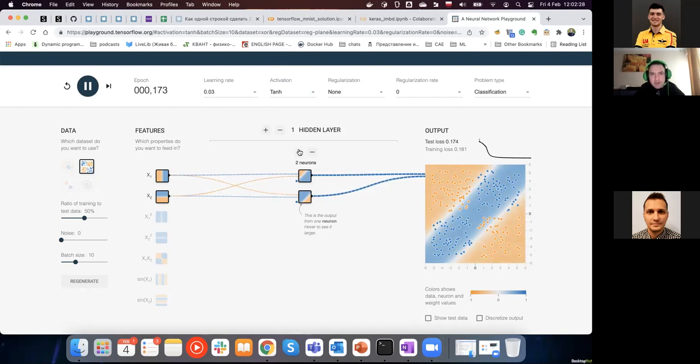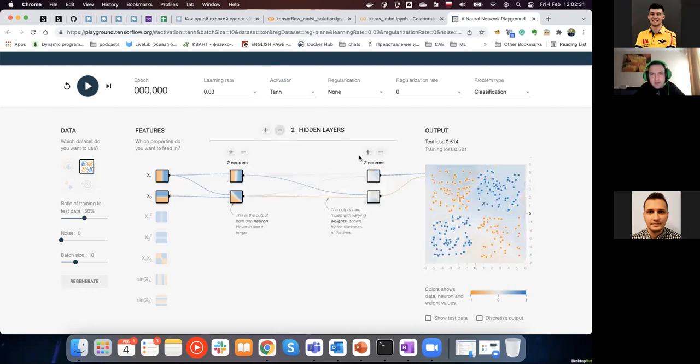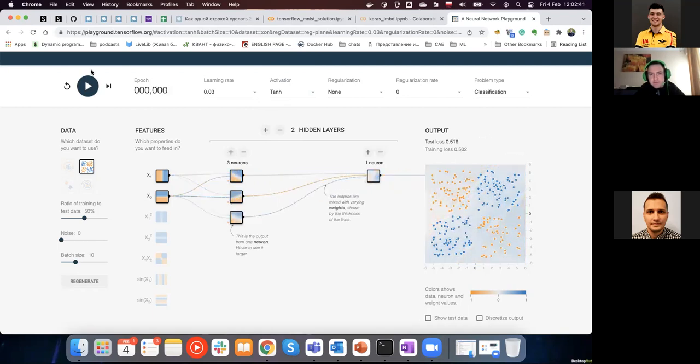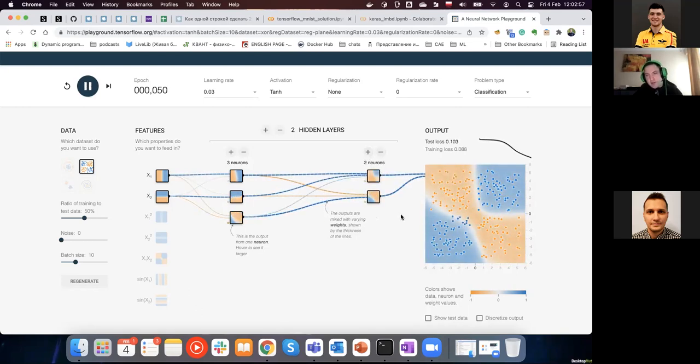Let me introduce another layer, and it could be better. Maybe more neurons. Almost there. As you can see, this experiment shows that adding a new neuron or new layer will not necessarily help you. But here, we introduce the second neuron, and it is much better. We introduced a very sophisticated curve, which does well.